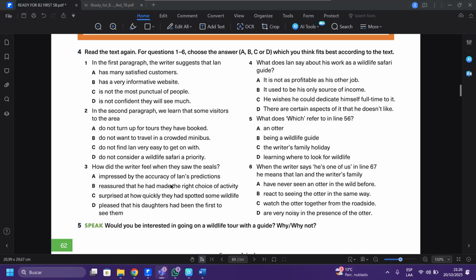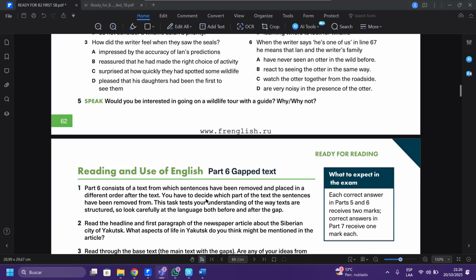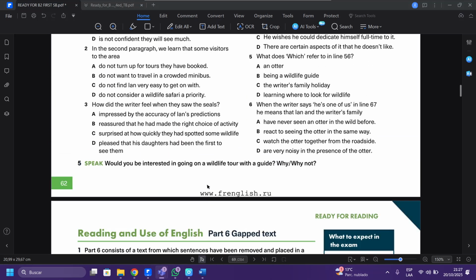All right, yes. Personally, I would not be interested in going on a wildlife tour. I would prefer to go into a modern city full of modern buildings and so on. I don't really like to go on a wildlife tour, right? Yes, because I am really afraid of wild animals.